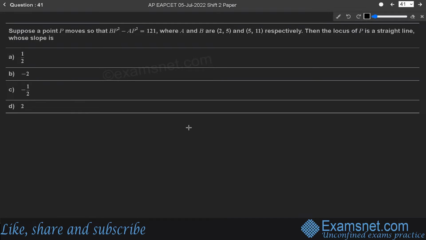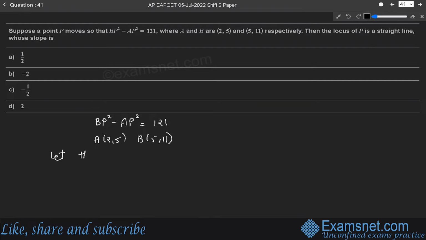Let's start this session. Here is a question. Suppose a point P moves so that BP square minus AP square is equal to 121, where A and B are (2, 5) and (5, 11) respectively. Then the locus of P is a straight line whose slope is.